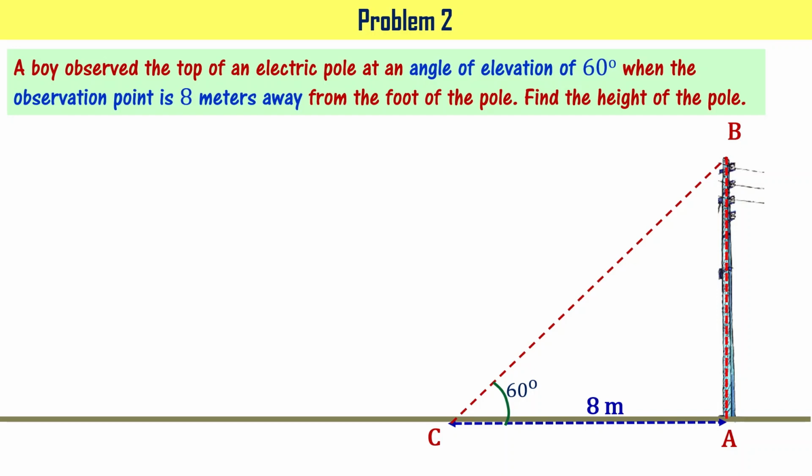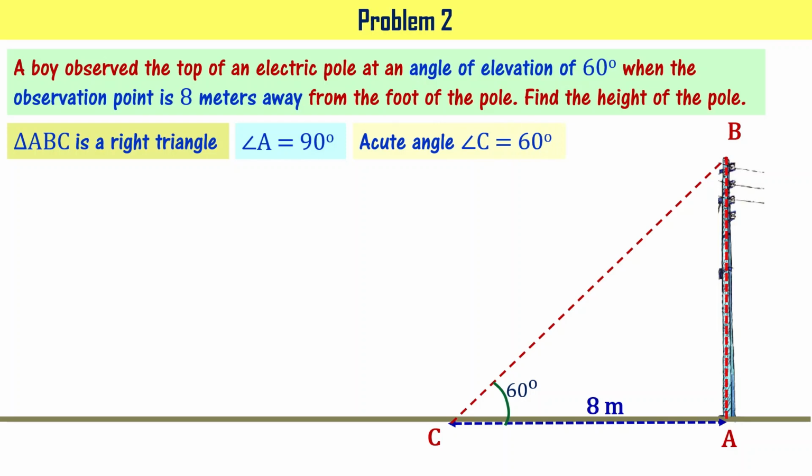As you see here, triangle ABC is a right triangle. It means angle A is 90 degrees because the pole is standing perpendicular to the surface of the earth, right? And the acute angle is angle C, that is 60 degrees. For the acute angle, we can find the opposite side, that is AB, and the adjacent side is AC, right?